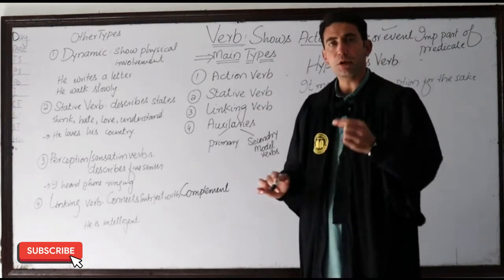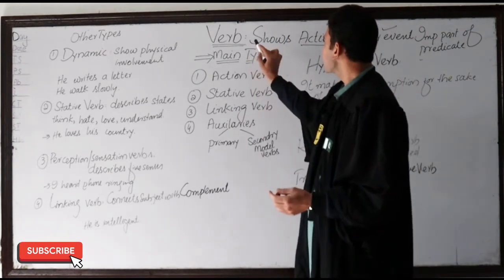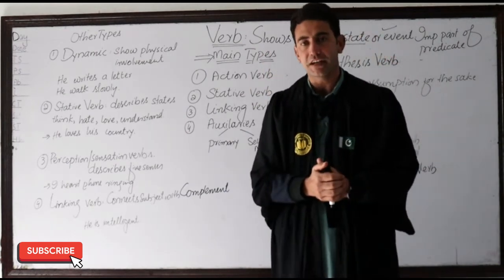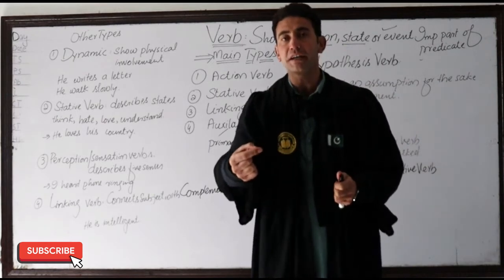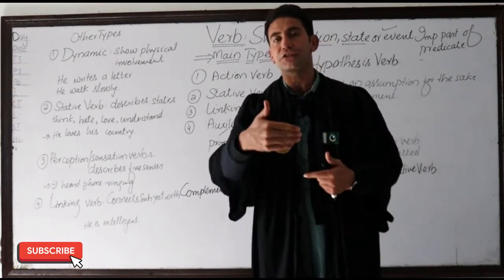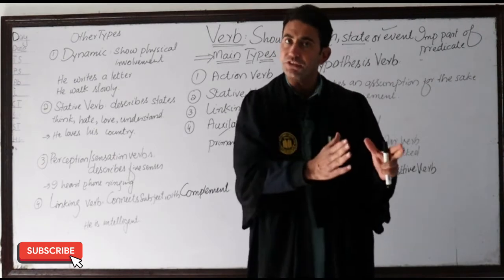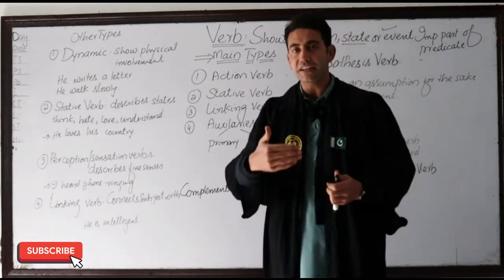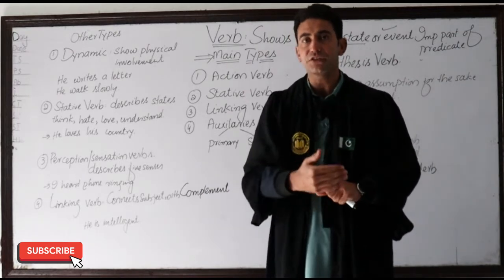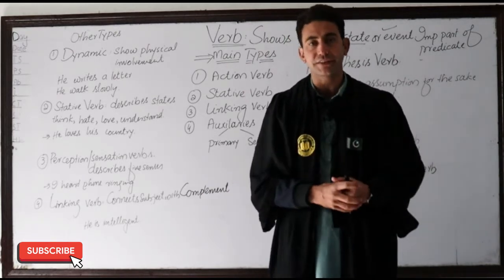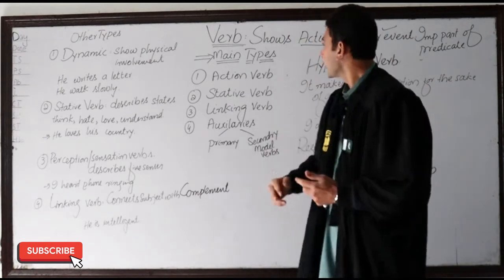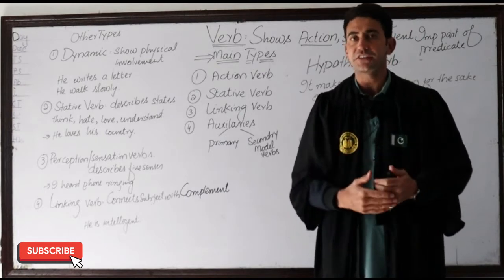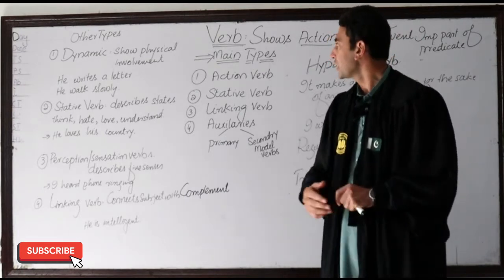When we talk about the verb, it shows some action. It describes an action in a sentence. Understand? The action which is performed by a subject is described by the verb. Not only does a verb tell us about the action in a sentence, but it also describes a state. And it also tells us about an event in a sentence.